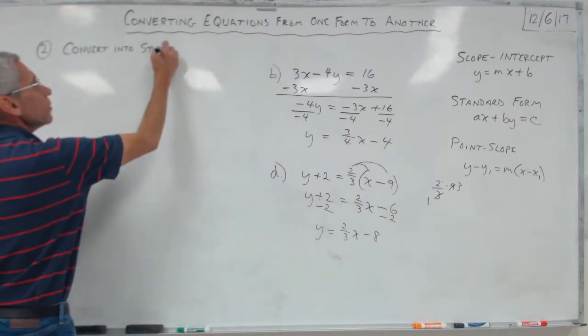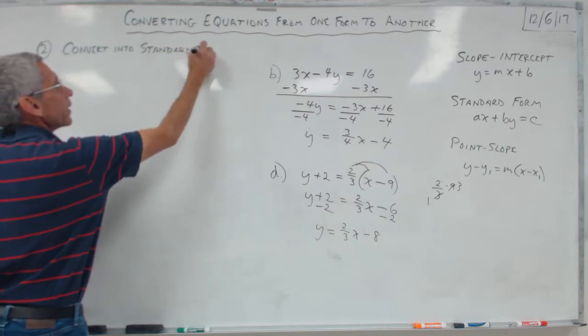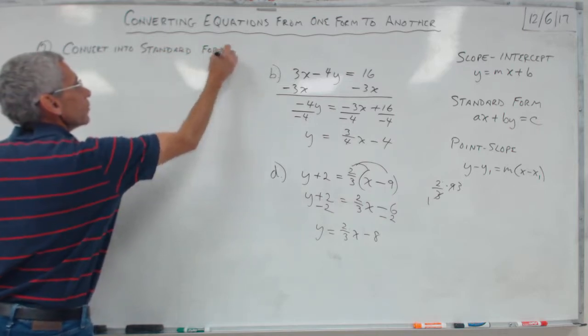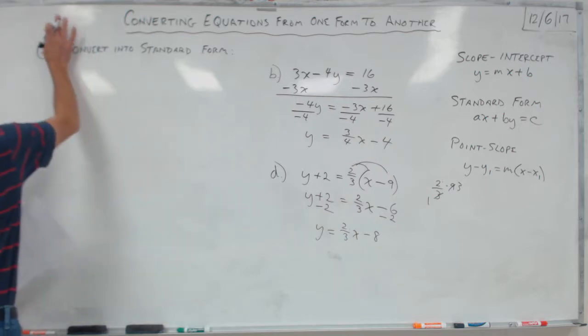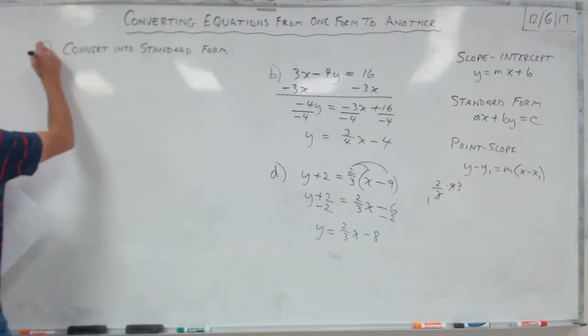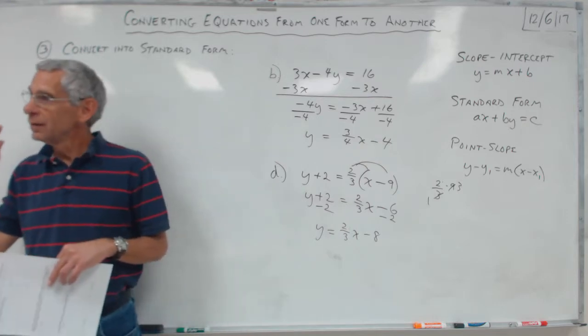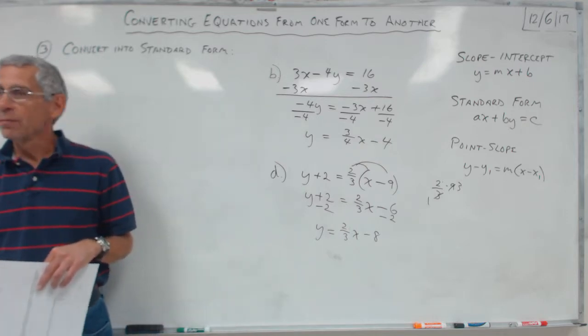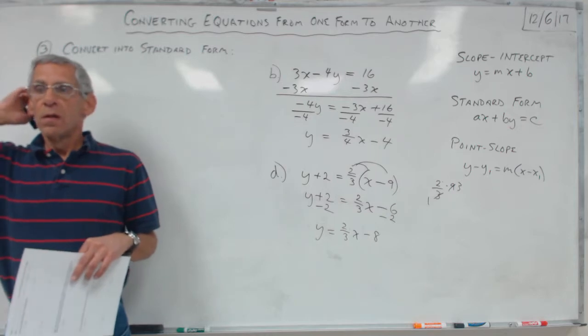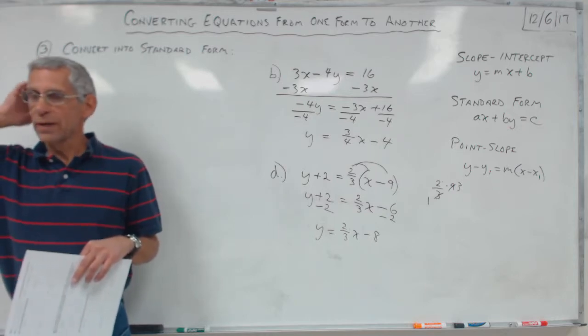All right, now we're going to go back and convert to standard form. This is number 3. This is like number 1, only we're going to go from point slope to standard form. Guys, I'm going to wait.